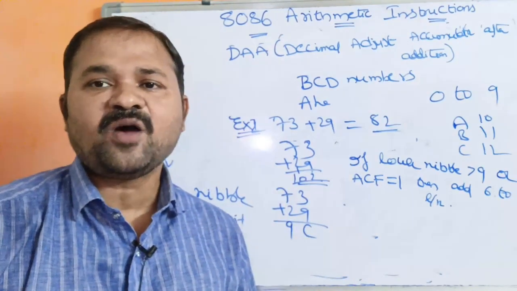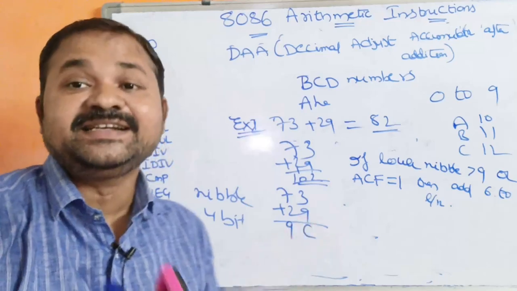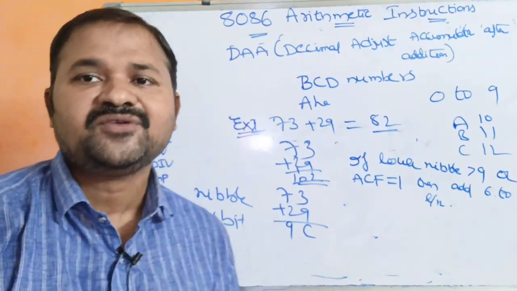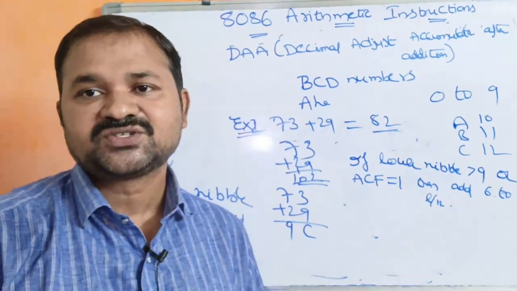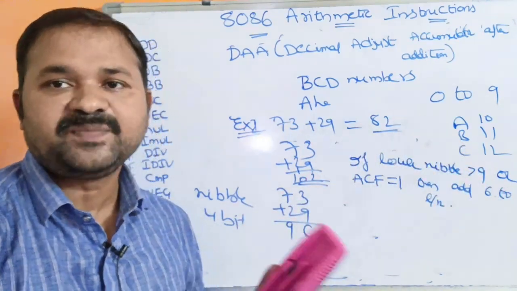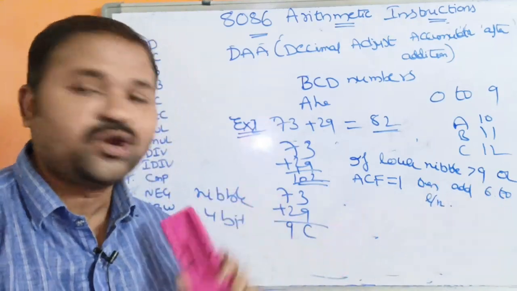So after performing the addition, we have to check whether these digits are BCD digits or not. 9, for 9 there is no problem. 9 is a valid BCD digit. But C is not a valid BCD digit. So now what do we have to do? If the lower nibble is greater than 9, that means if it is not a valid BCD digit, then you add 6 to the lower nibble.